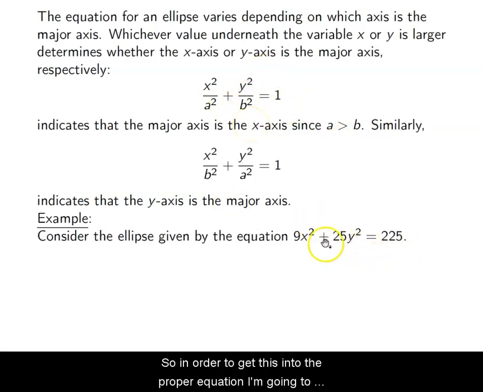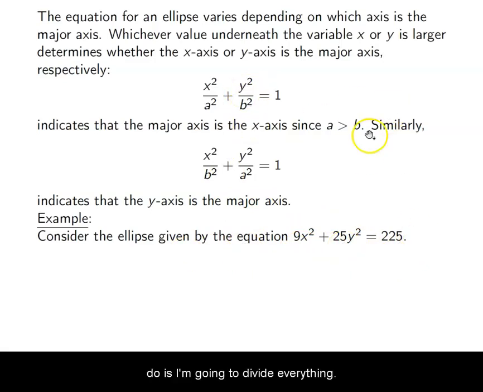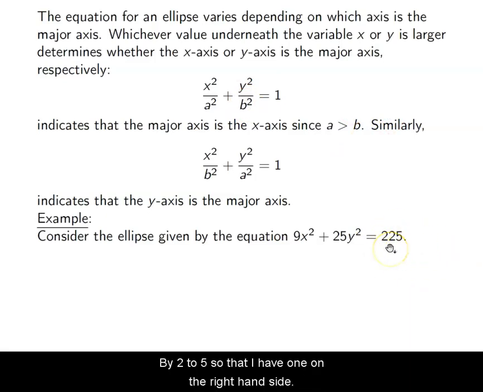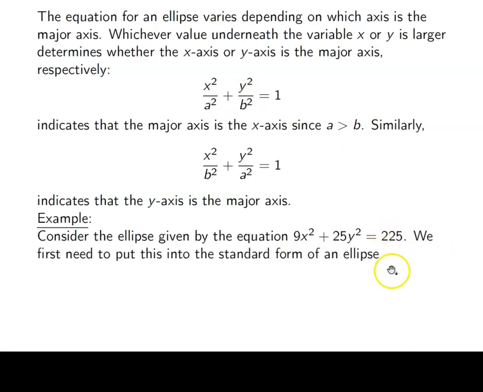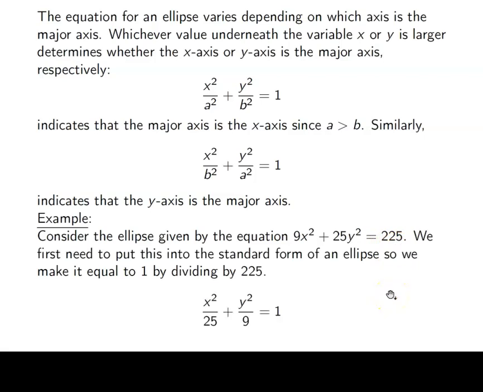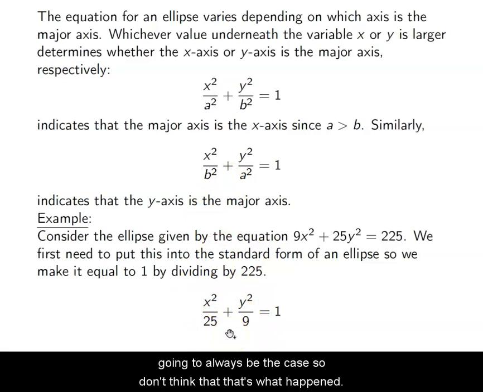In order to get this into the proper equation, I'm going to divide everything by 225 so that I have 1 on the right hand side of the equation. And look at that, how nice. It turns into x squared over 25 plus y squared over 9 equals 1. I have a perfect square on one term and a perfect square on the other. Which again is not always going to be the case, so don't think that that's what's going to happen.